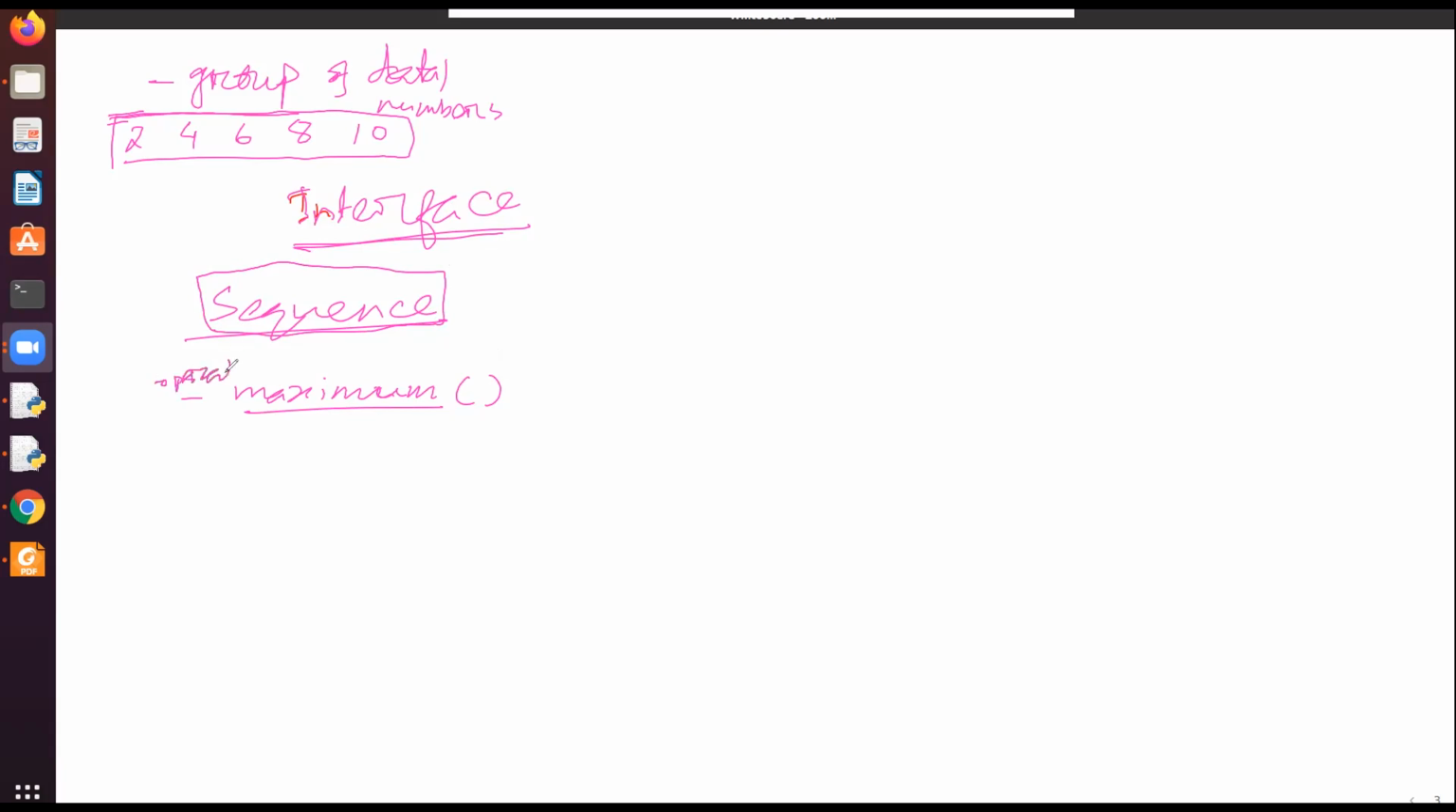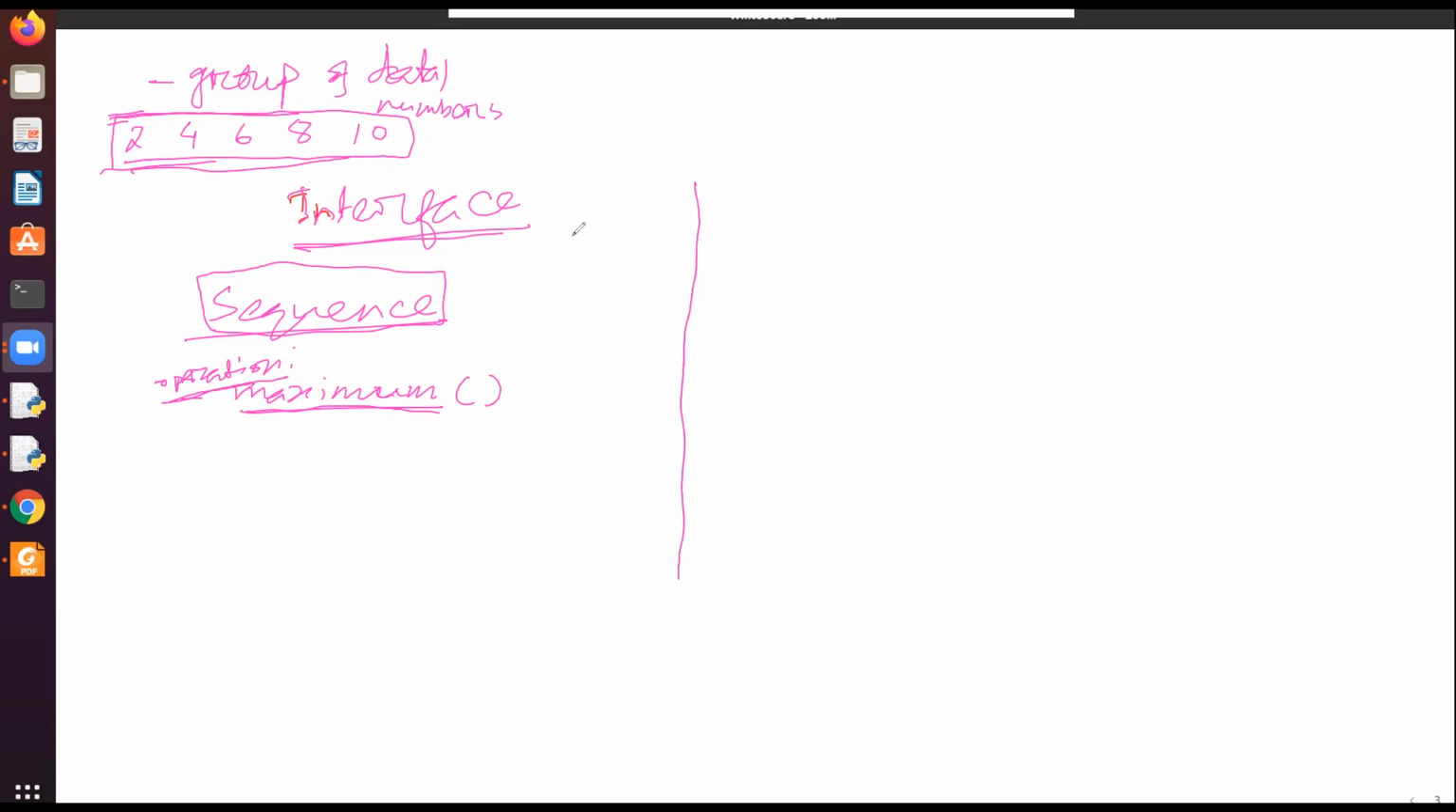The example of the sequence interface is a group of even numbers from 1 to 10. So this is the example of a sequence. And the operation that we may want to define is maximum. It might be a function. Basically, all the operations are implemented as functions, which we'll be looking at in lecture two. So maximum is the operation, and this is the sequence interface. Now the question is, how can we solve this problem? So this is our problem.